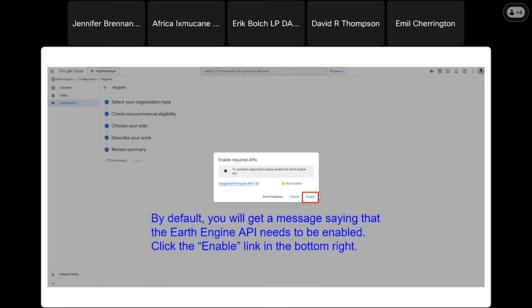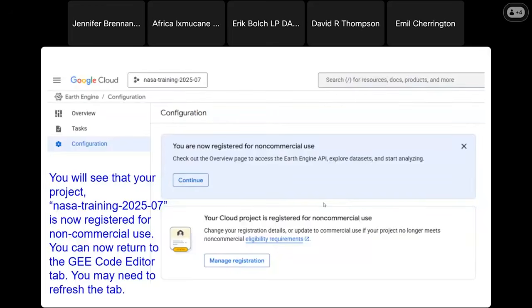On the bottom right, you're going to see enable. So click that enable that I've highlighted there for you. And then in that same tab, you should see information about your project, that it's now registered. With that, you're going to be able to go back to the tab that has the code editor. You might have to refresh that tab.